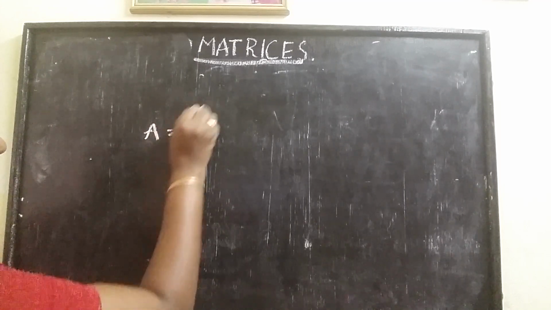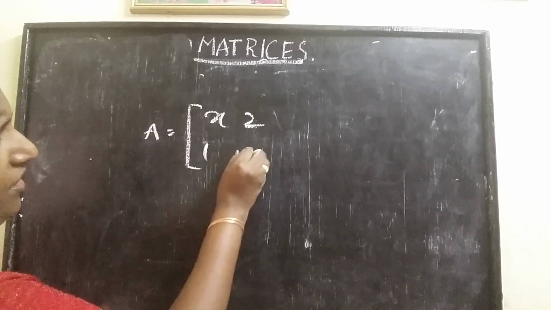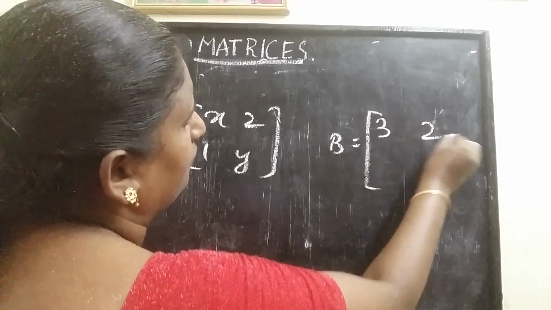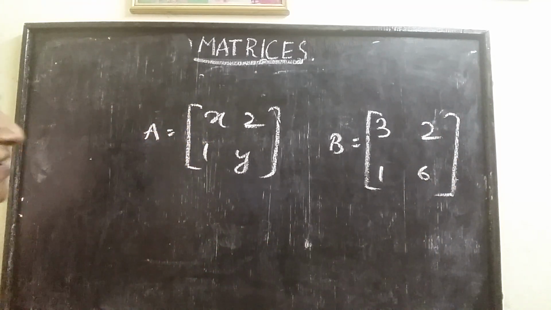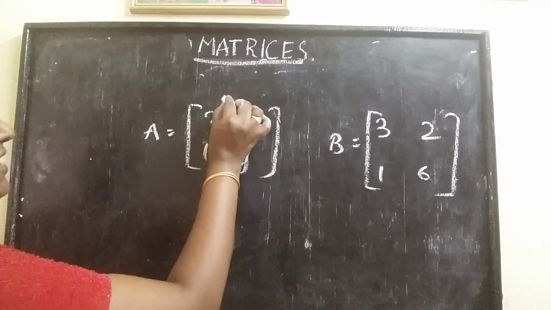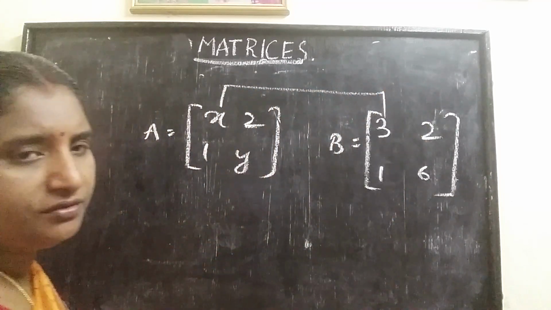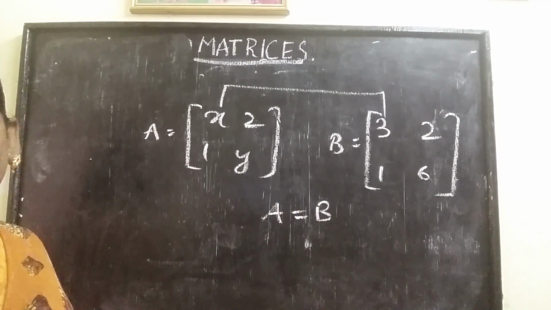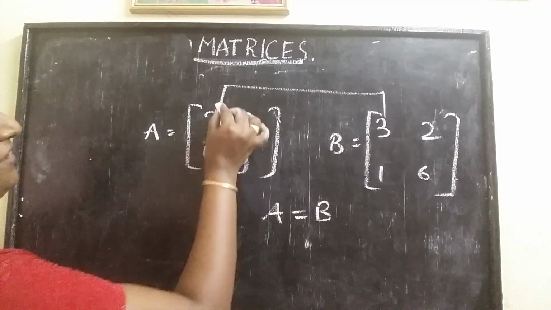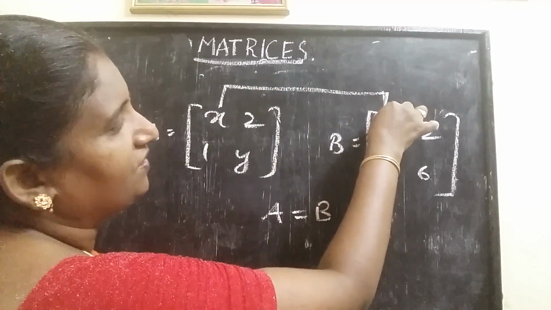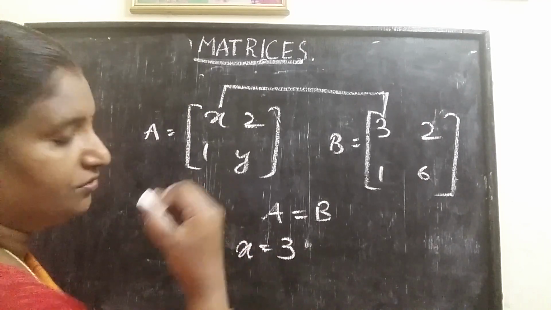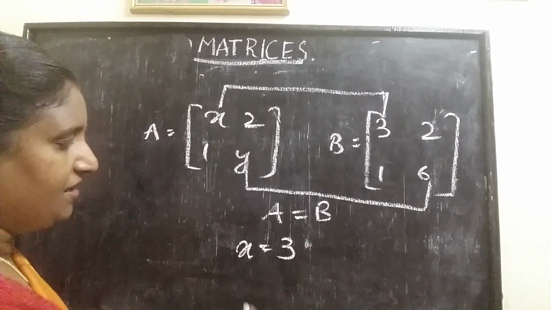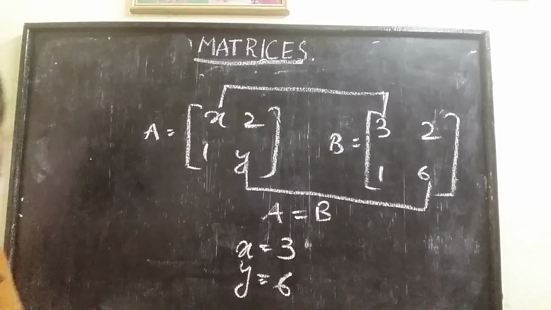Next, one small example. Suppose matrix A is x, 2, 1, y and matrix B is 3, 2, 1, 6. Now what is the value of x and what is the value of y? They have already given the condition A is equal to B. For x, the corresponding element is 3, so the value of x is equal to 3. For y, the corresponding element is 6, so the value of y is 6.